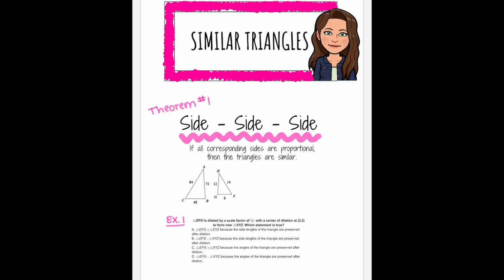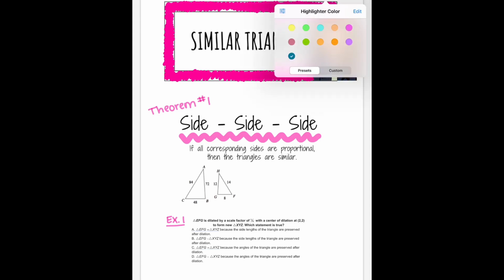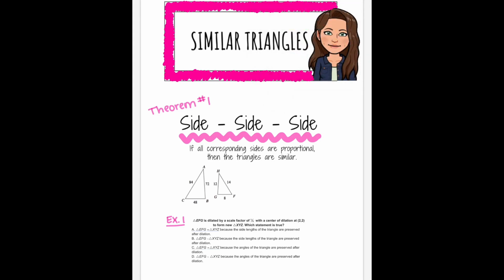There are 3 theorems to prove that two triangles are similar. So first, it's important to know that triangles are similar if one of them can be dilated to fit the other. The first theorem is side-side-side similarity. If all the corresponding sides are proportional, then the triangles are similar.